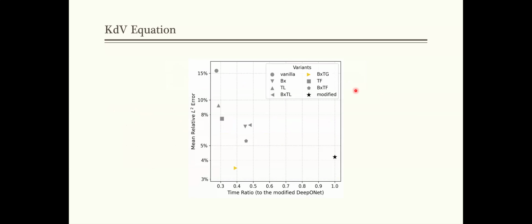For the KdV equation, the different variants are compared in this picture. Still, we have this black star for the modified DeepONet, and this golden marker for the best variant, BXTJ in this case. We can say from the picture, the best variant BXTJ gives predictive accuracy better than the modified DeepONet and with much less training cost. The per iteration training time for BXTJ is only 2/5 of that for the modified DeepONet. Again, this efficiency is due to the simple architecture of the variants inherited from the vanilla DeepONet.